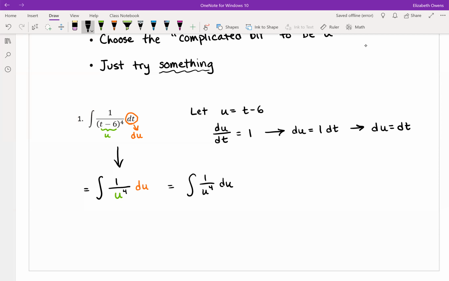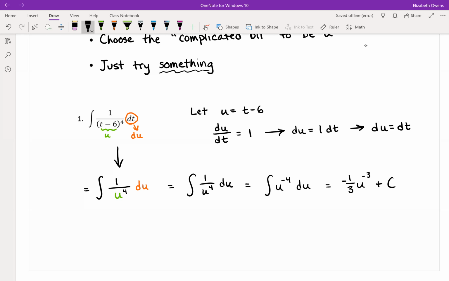And so now we just focus on this. How we would solve this is by making that into a negative exponent, u to the negative fourth du, and finding the antiderivative. So the antiderivative of that would be u to the negative third, add 1 to that power, remember? And then we'd need a negative 1 over 3 out front. And don't forget your plus c, because these are all indefinite. So keep that plus c there.